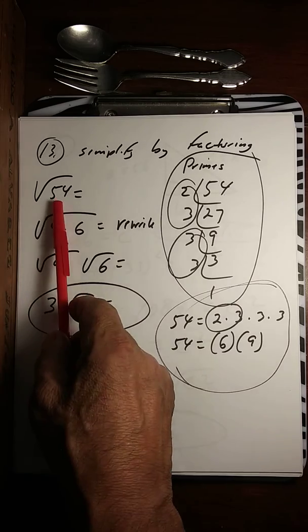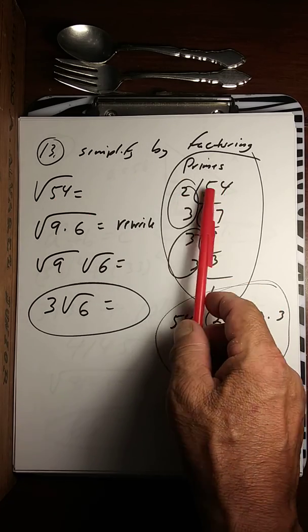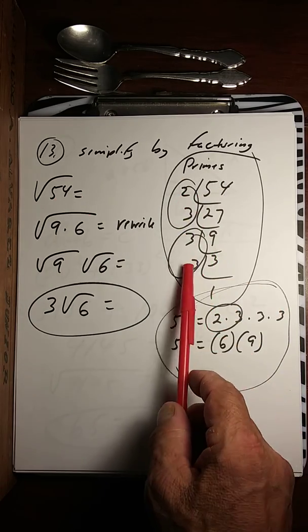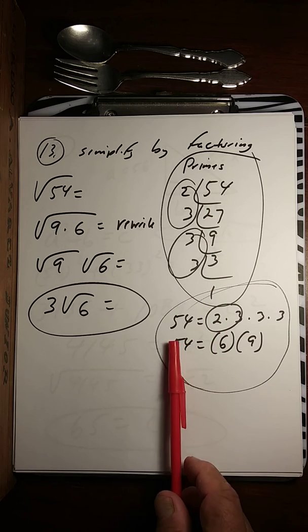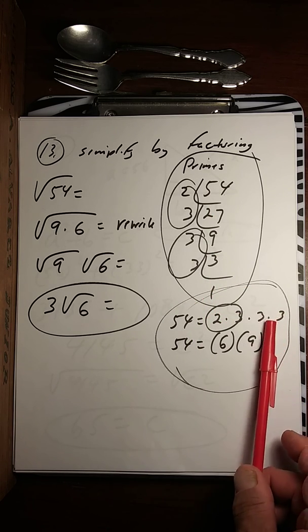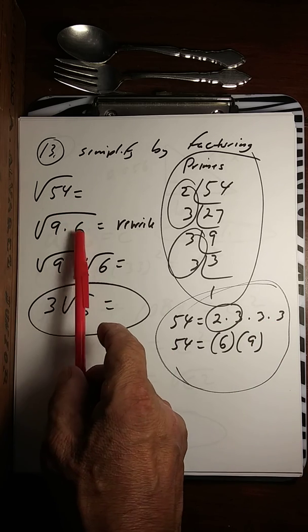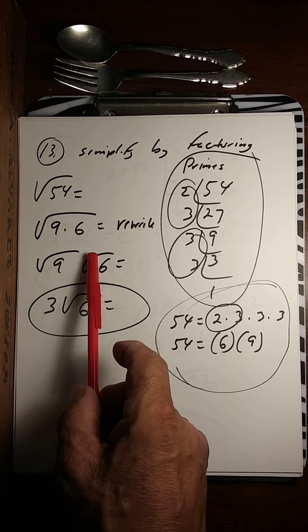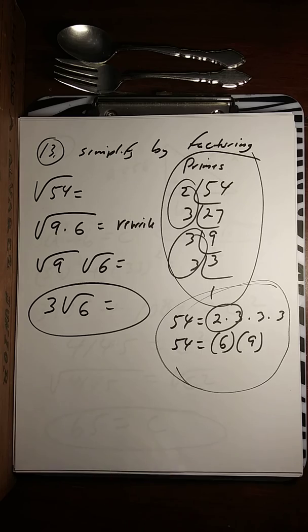Square root of 54. Break it out. Prime numbers. 2 divides this, 3 divides that, 3 divides that, 3 divides that. So now 54 is 2 times 3 times that, or this is going to be 6 times 9. So rewrite this as 9 times 6. Square root of 9 is 3, and then the square root of 6, leave it alone.